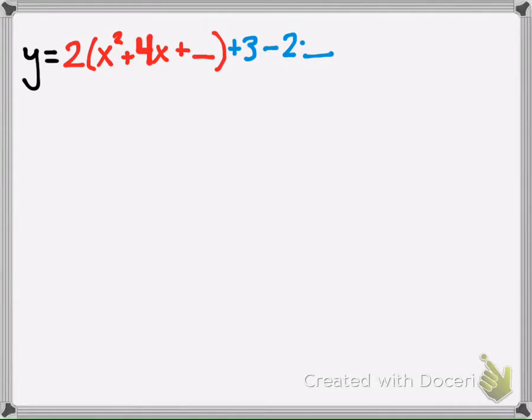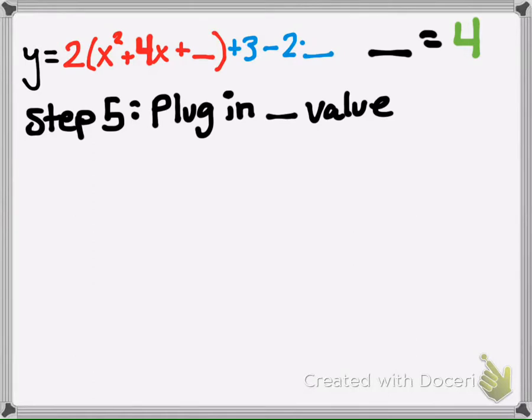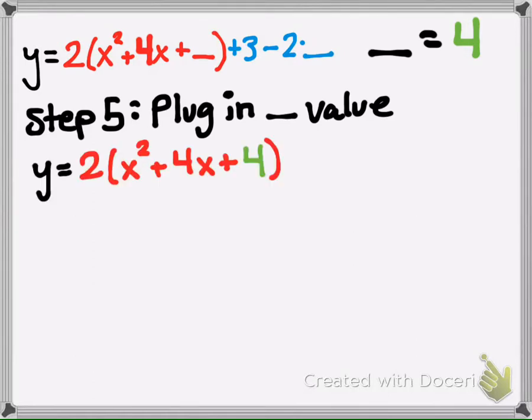So again, I have my equation y equals 2x squared plus 4x plus something plus 3 minus 2 times something. But I know that something now is just 4, so I can plug that value in. So for the first part of my equation, I have y equals 2 times x squared plus 4x plus 4. And on the outside, I have plus 3 minus 2 times 4.